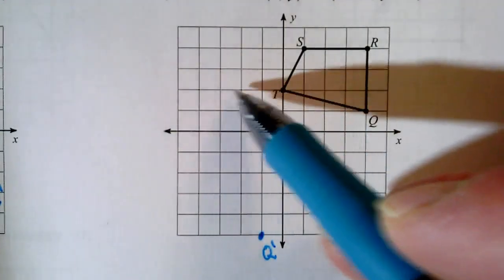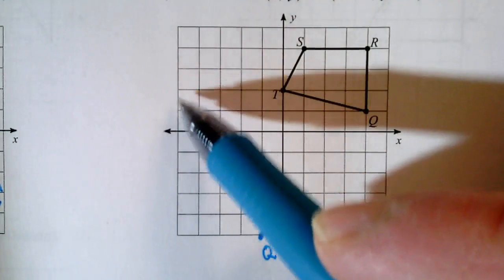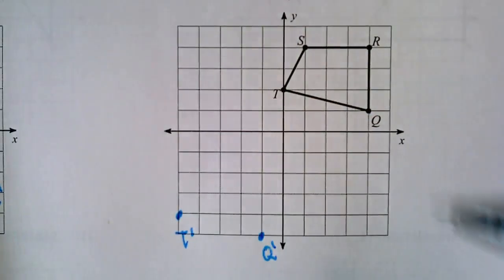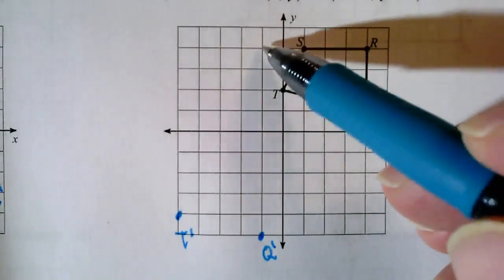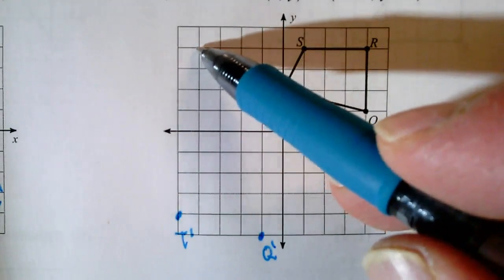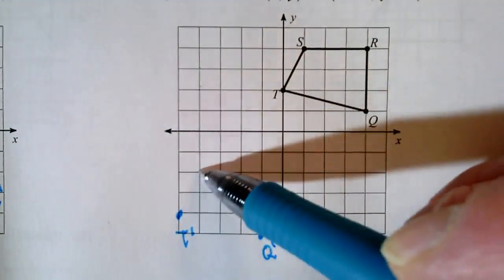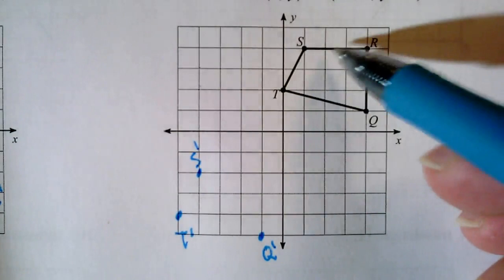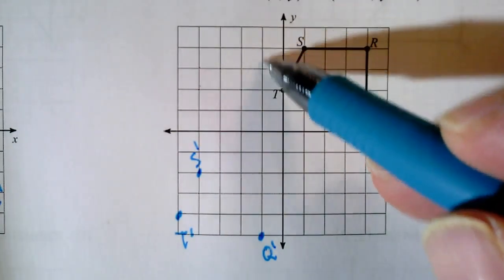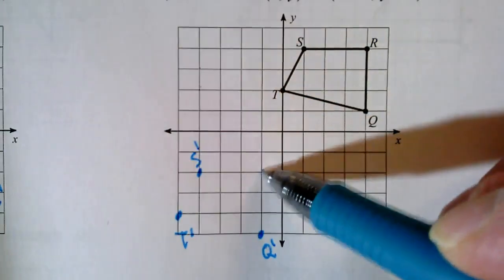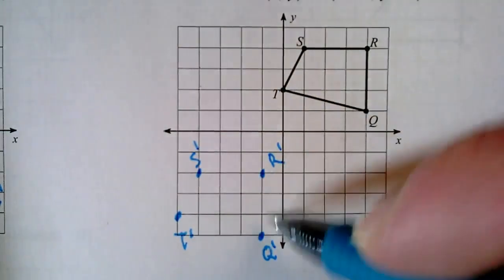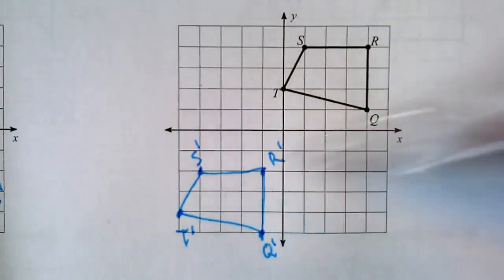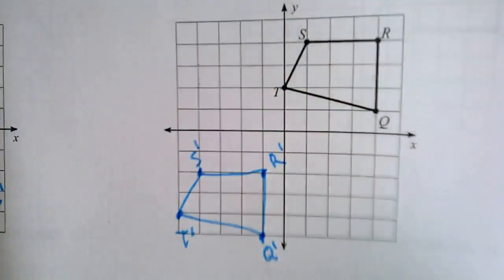T goes 1, 2, 3, 4, 5 to the left, and 1, 2, 3, 4, 5, 6 down, and this will be T prime. S goes 5 to the left and 6 down, and that's S prime. And R goes 5 to the left, 6 down, and that's R prime. And then the rest of the points, all the in-between points, they just move along with the 4 corners. Let's do another example.